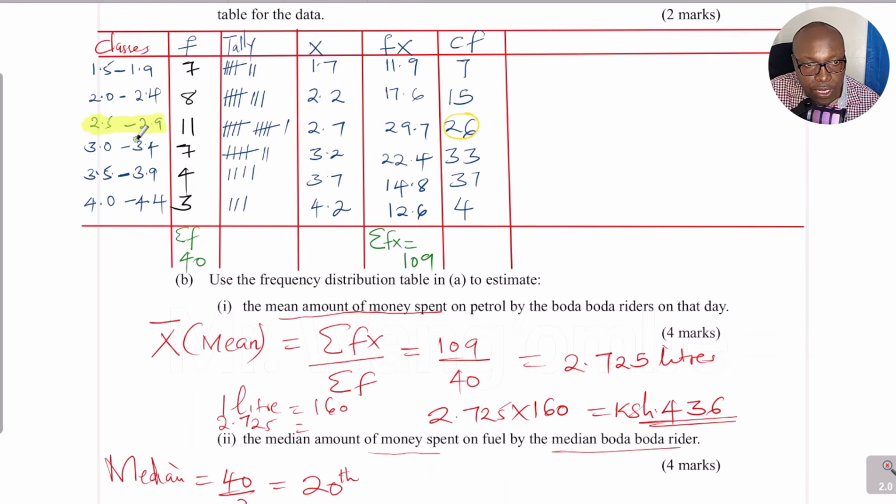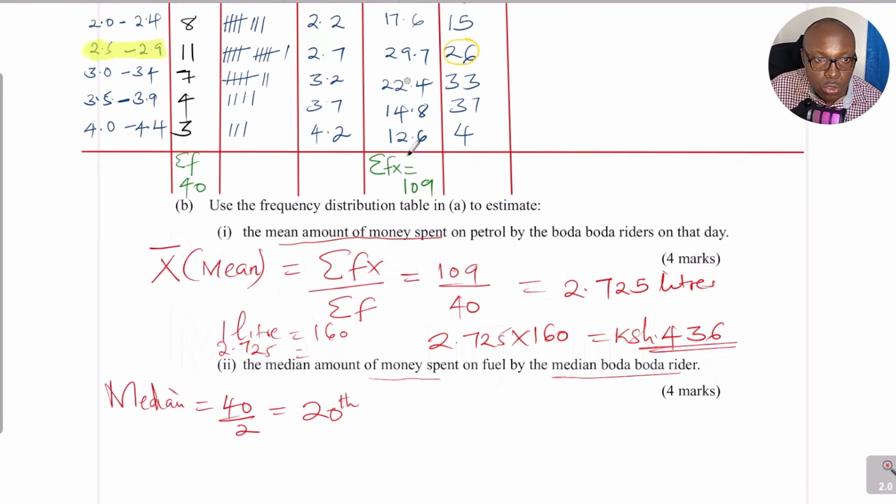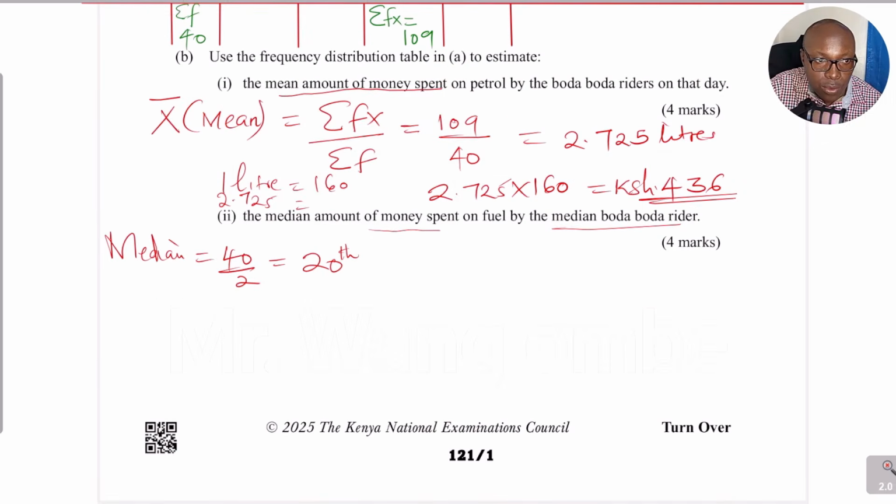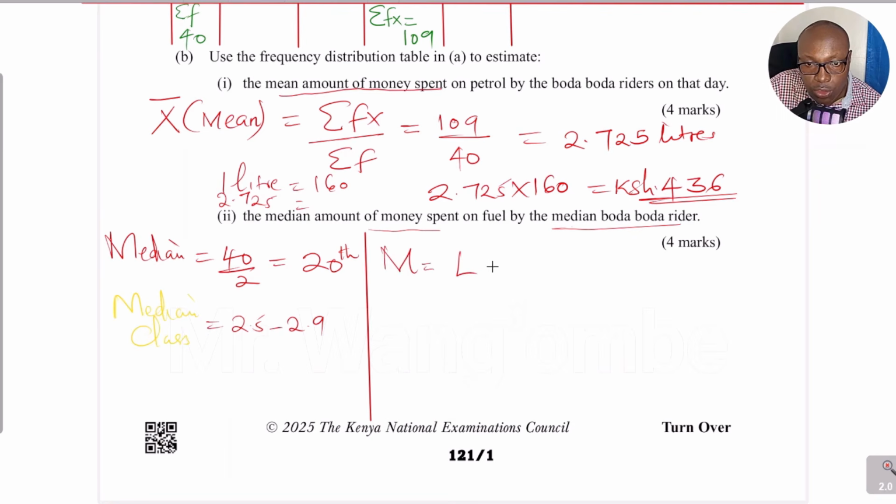So now we have the class where we shall have the median boda rider. The class is 2.5 to 2.9. So the median class is 2.5 to 2.9. From there, to get the median amount of petrol used, we shall use this formula. For the median of this type of data, we are going to use this formula.